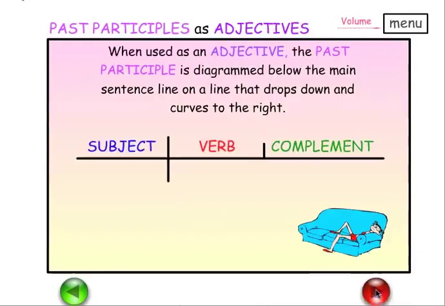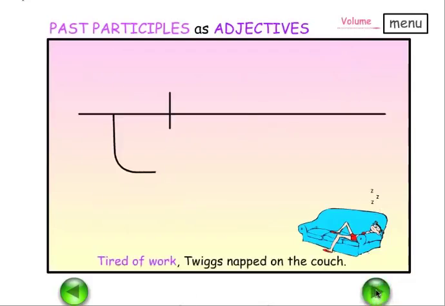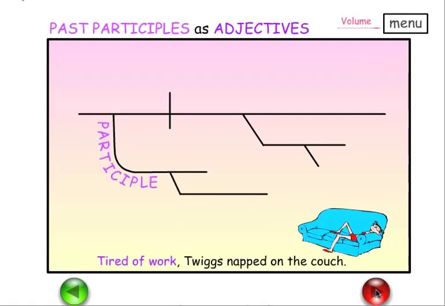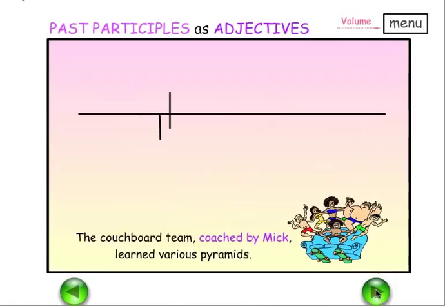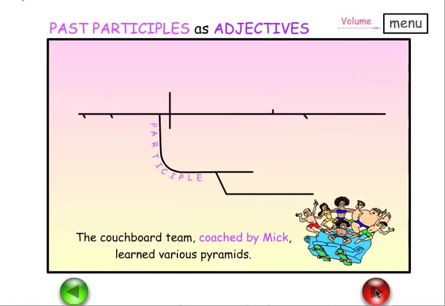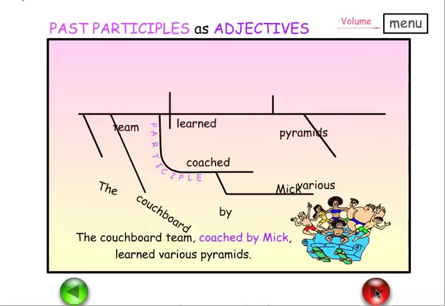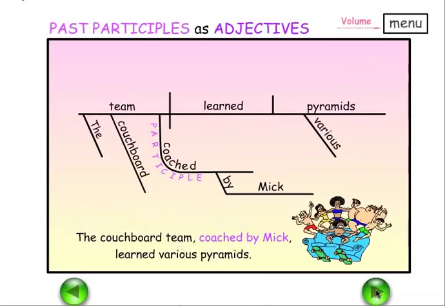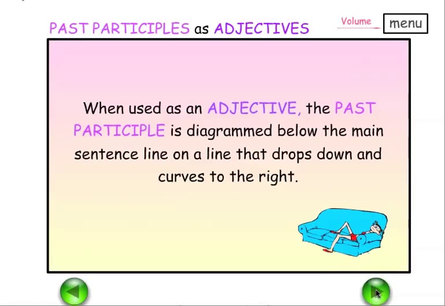In this structure, you've got the diagram below the main sentence line, and it's much easier for them to distinguish between the main sentence structure and the adjective sentence structure. The Couchboard team, coached by Mick, learned various pyramids. Notice where the diagram of coached by Mick is located in the diagram.